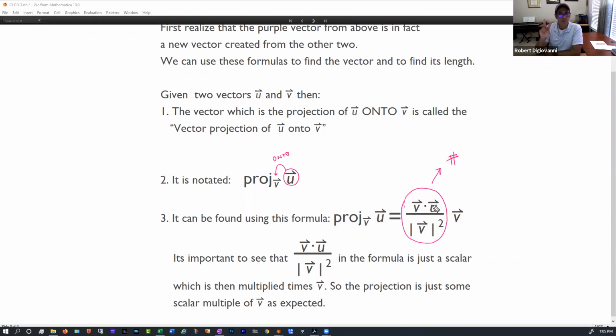V dot U, that's a dot product. The dot product of two vectors is a number, right? And then you take the magnitude of V, that's how long V is, that's a number. You square it, that's a number. And so you're taking a number divided by a number, so this should just be a number. So what we're saying is that we're going to be taking some number and multiplying it times V, which means that the projection vector should be a scalar multiple of V, which means it should be parallel to V. And that's what we see in the picture, right?